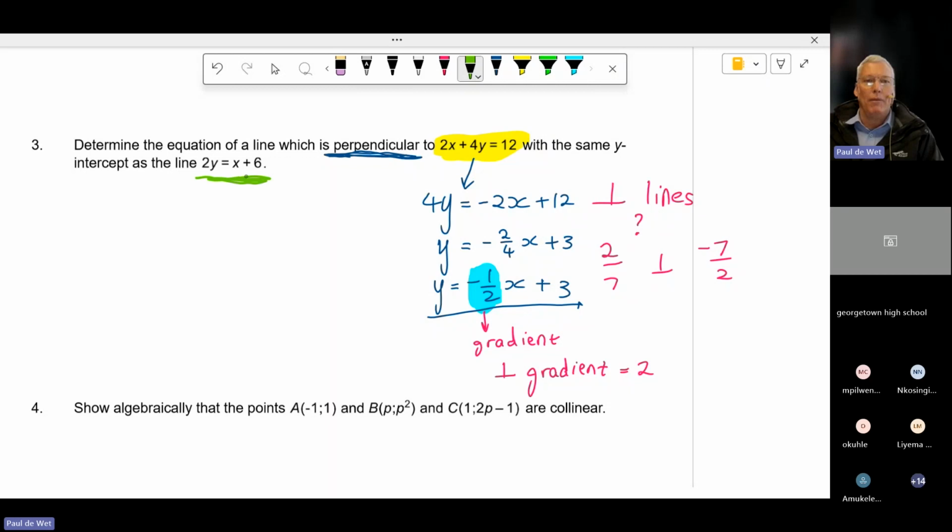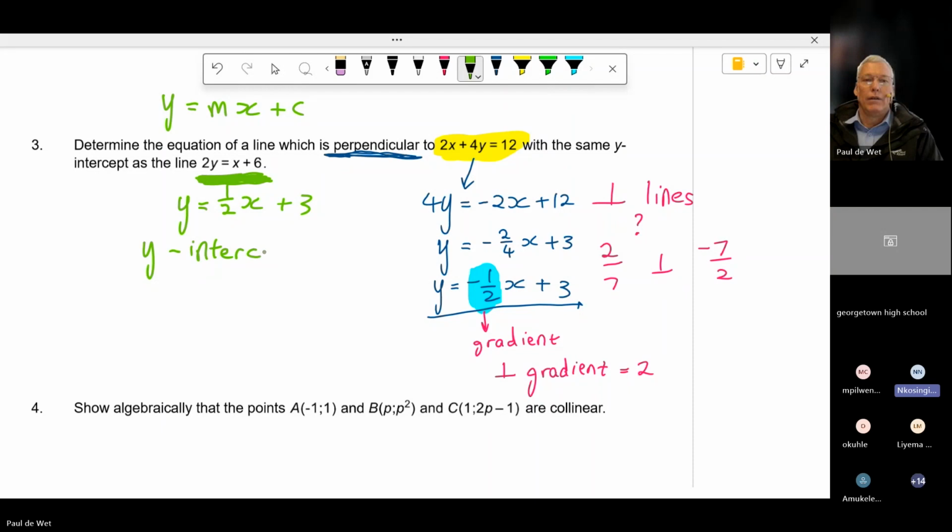Is this line in standard form? No. This line has 2y equals. Standard form is y equals mx plus c. What must I do to both sides to get y? Divide by 2. So I'm going to get y is 1/2 x plus 3. What's this graph's y-intercept? Its y-intercept is 3, guys. The y-intercept is found by letting x be 0. If you let x be 0, then the y-intercept is 3.